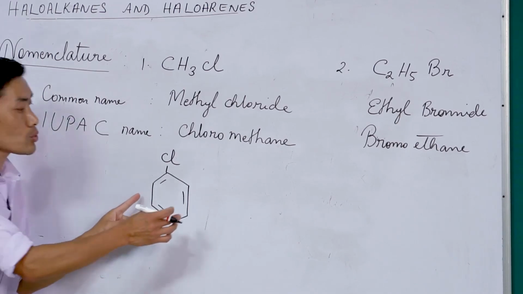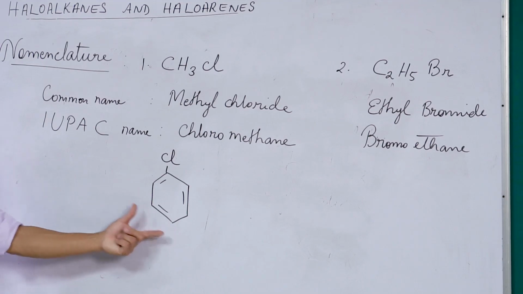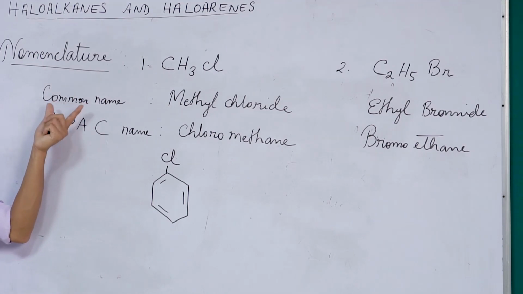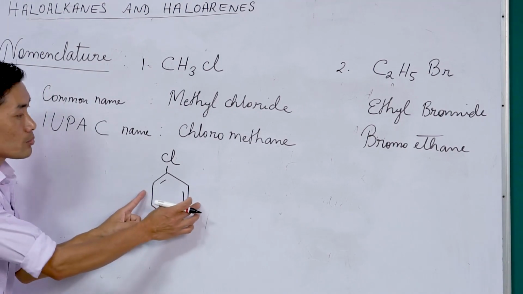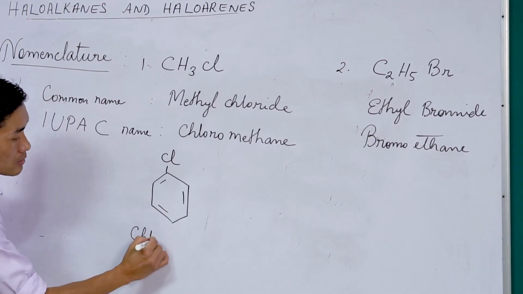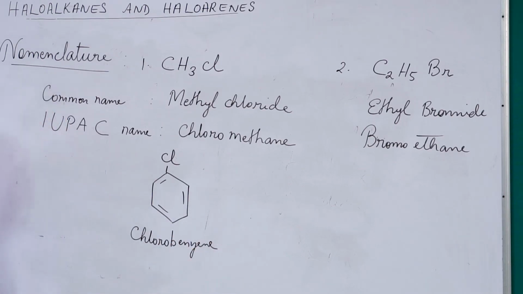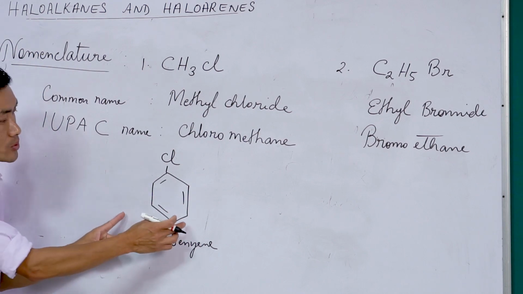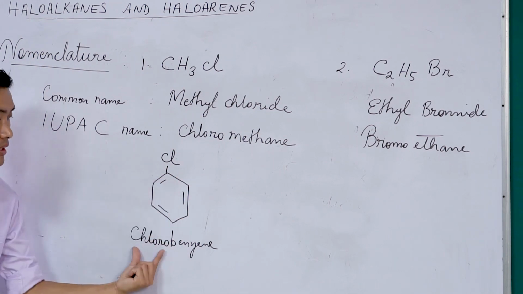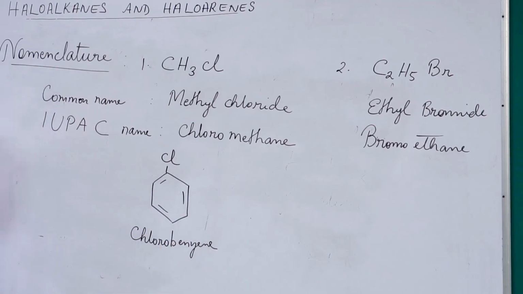If we have monosubstituted derivatives of benzene like this compound, then the common name as well as the IUPAC name will be the same. So this will be named as chlorobenzene only, under common name as well as under IUPAC name. That means for this type of compounds, the halogen is named first and then the ring is named later on.